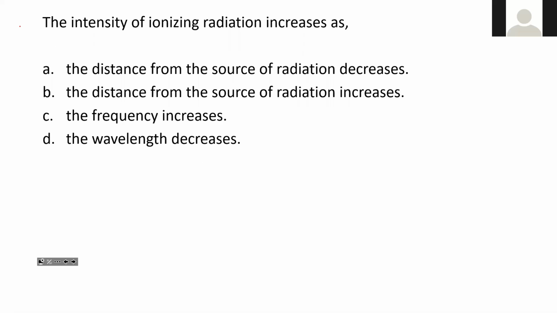The intensity of ionizing radiation increases as the distance from the source of the radiation decreases, the distance from the source of radiation increases, the frequency increases. Frequency doesn't have anything to do with intensity, or the wavelength decreases. This is a Carlton's question. It's going to be A, the distance from the source of radiation decreases. In other words, you shorten your SID. You notice it doesn't say primary beam.